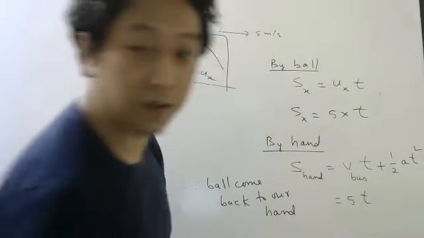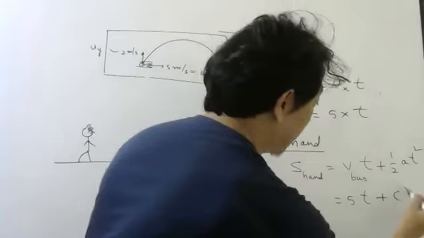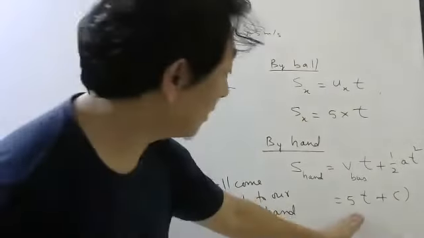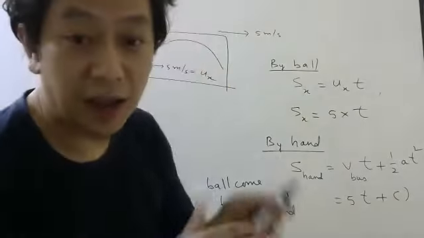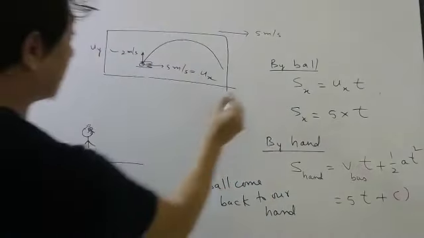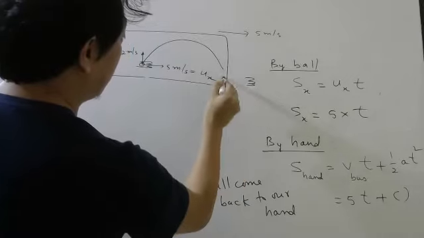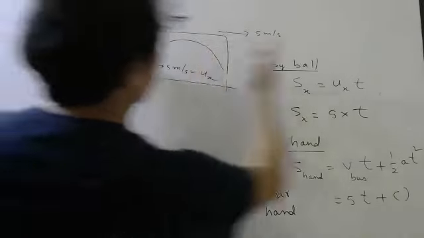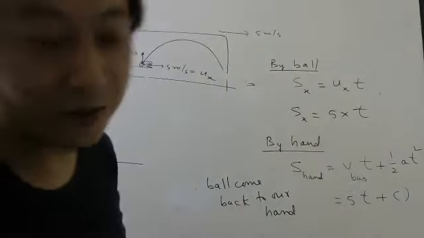Now what will you see? This will be more. So this will be 5t plus something. Now your hand will cover more distance than the ball. So if hand has reached here, ball will reach somewhere here. Of course, bus will also go. Only hand cannot go, right?